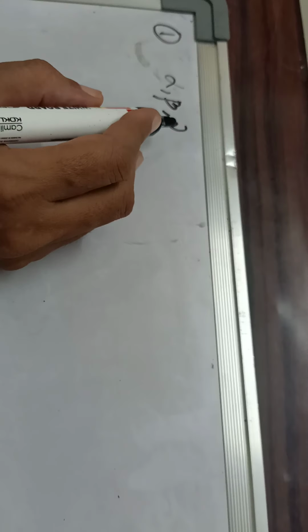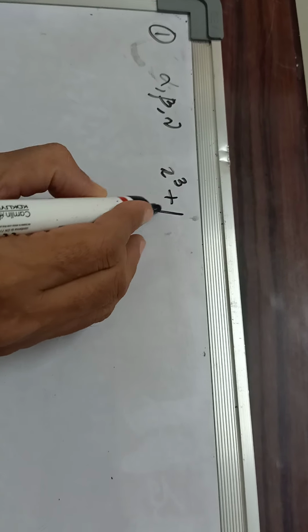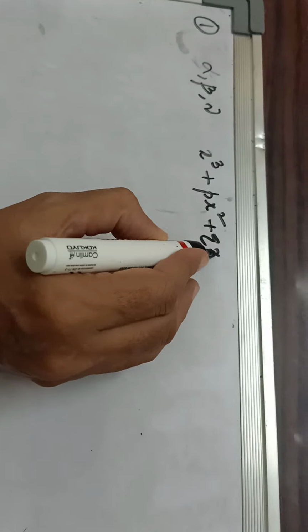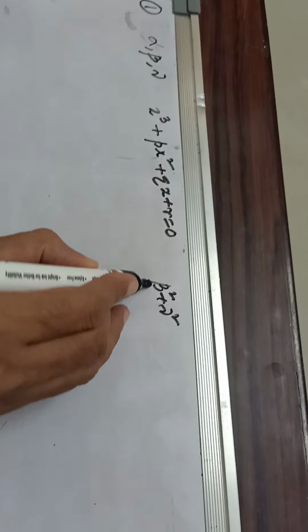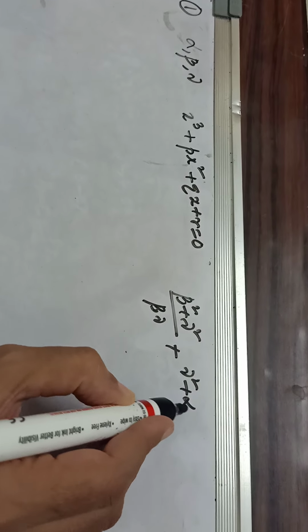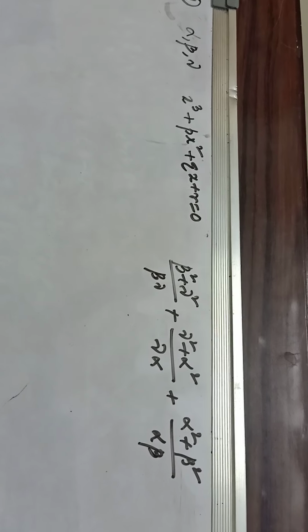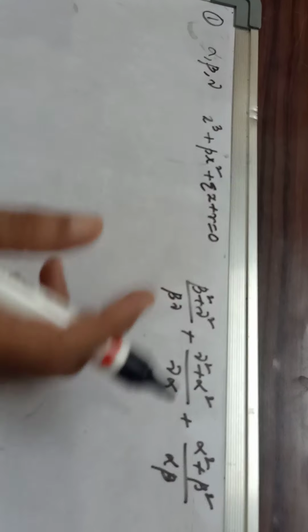The first problem I have given for homework is like this. If alpha, beta, gamma are the roots of the equation x cube plus px square plus qx plus r is equal to 0, that means for this cubic equation, these are the three roots given. Then find the value of (beta square plus gamma square) by beta gamma plus (gamma square plus alpha square) by gamma alpha plus (alpha square plus beta square) by alpha beta. Actually, I have given this for homework yesterday. Now I want to explain this.